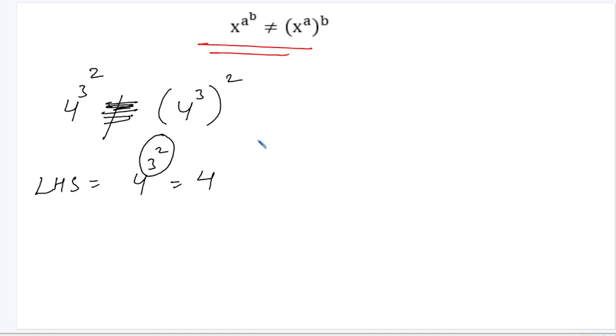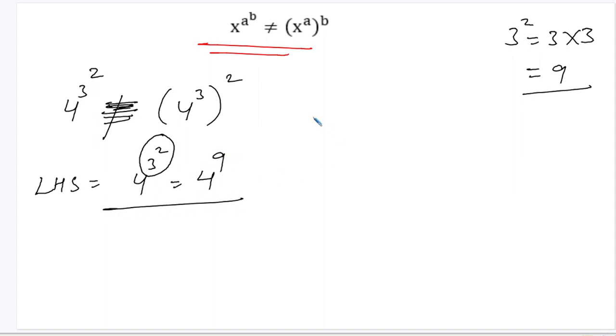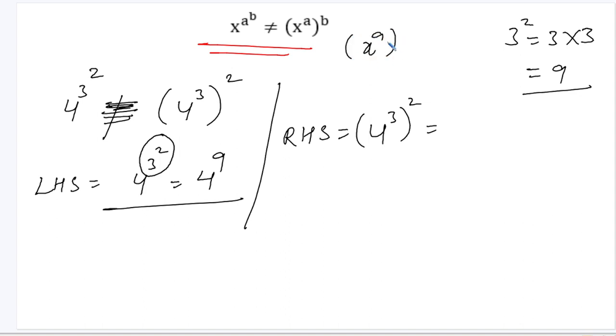4 to the power 3 to the power of 2 means what? It's 3 multiplied 2 times. It's not that 3 times 2. It's 3 multiplied twice. That's 9. So this left hand side is 4 to the power of 9. Whereas the right hand side is 4 to the power of 3 whole to the power of 2. So this is actually the same formula, x to the power of a whole to the power of b. This is the product of a and b. So that's 3 times 2, so 6. They are not equal, right?